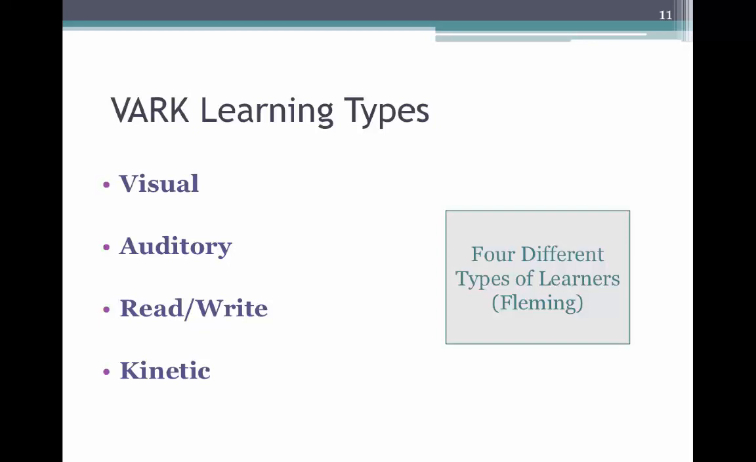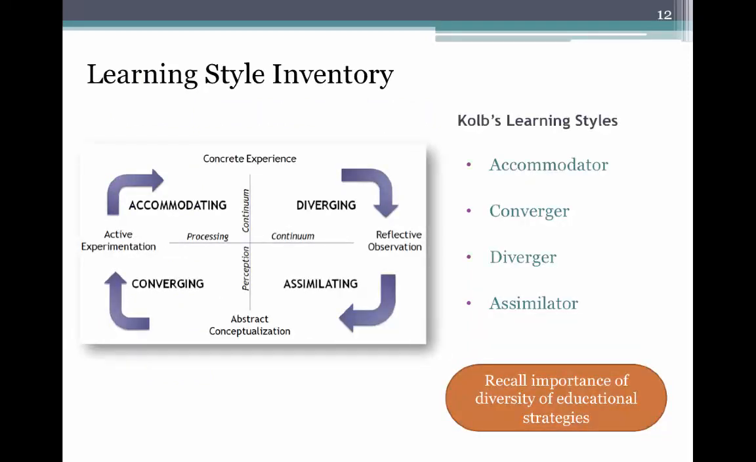Note, learning categories are not mutually exclusive between learners. Further, the learners themselves can vary with the subject matter as well. Let's talk about learning styles. The learning style inventory categorizes learning styles into 4 areas: accommodator, assimilator, diverger, and converger.